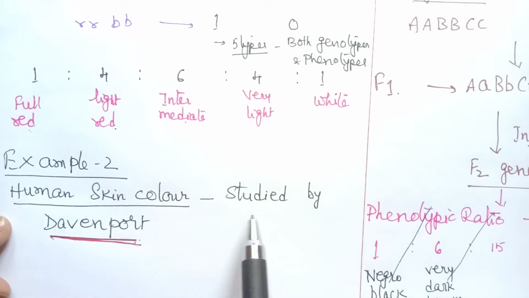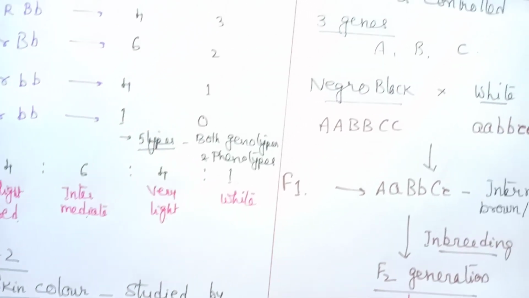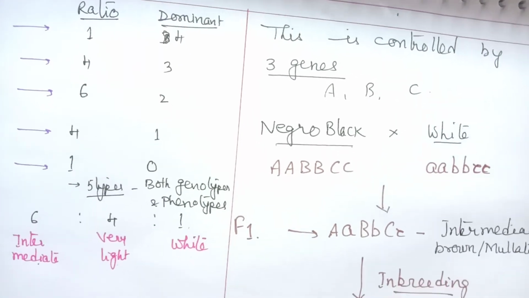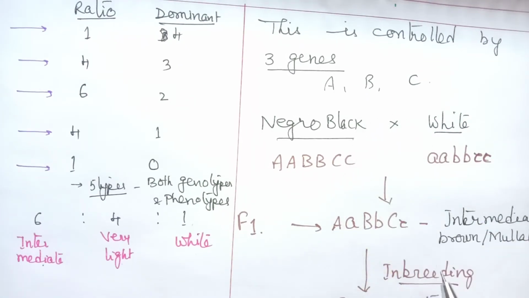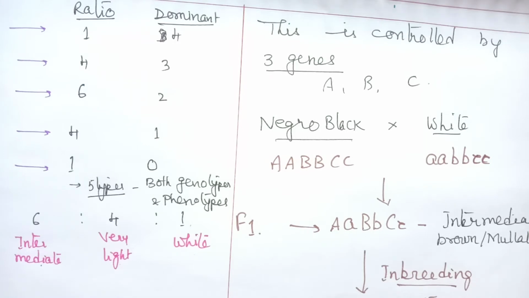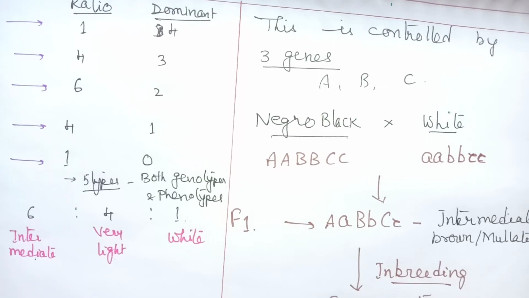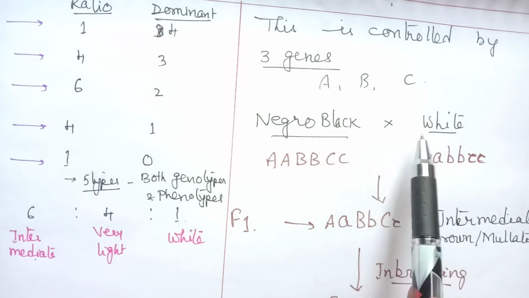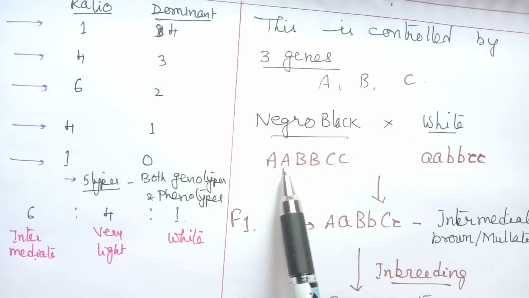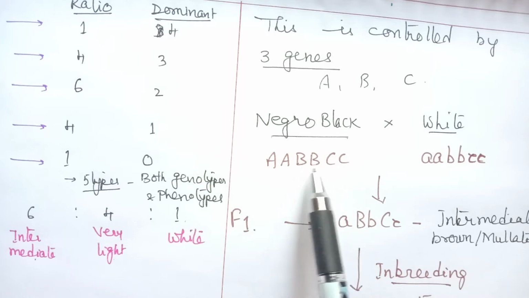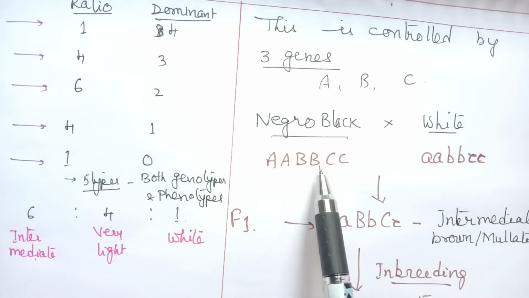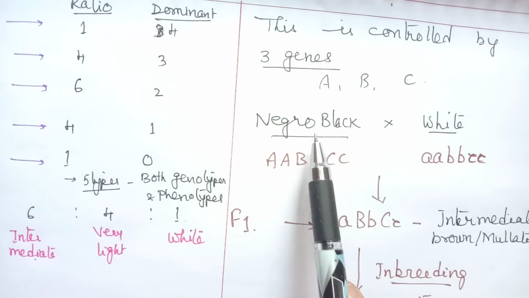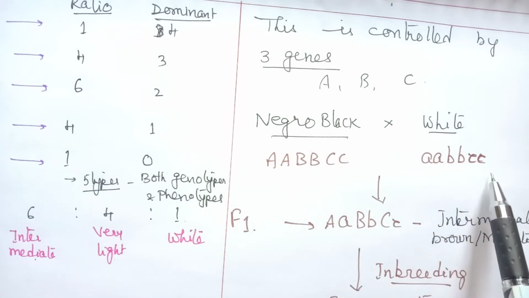Human skin color was first studied by Davenport, and it is controlled by 3 genes, let us take them as A, B, C. Let us understand how these genes are distributed and what are their respective phenotypes. If a cross is made between Negro black and white: Negro black means all alleles are dominant. All 6 alleles, 3 genes is 6 alleles, are dominant. Then it is Negro black. White is all recessive.